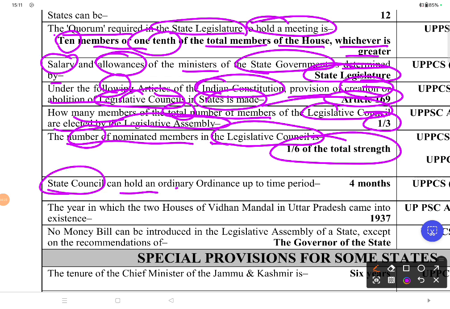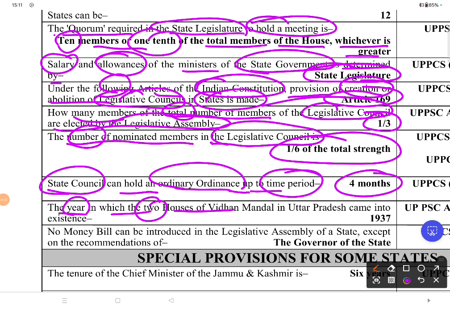A state council can hold an ordinance for up to a period of 4 months. The year in which the 2 houses of the Vidhan Mandal in Uttar Pradesh came into existence was 1937. No money bill can be introduced in the legislative assembly of a state except on the recommendation of the Governor of the state.